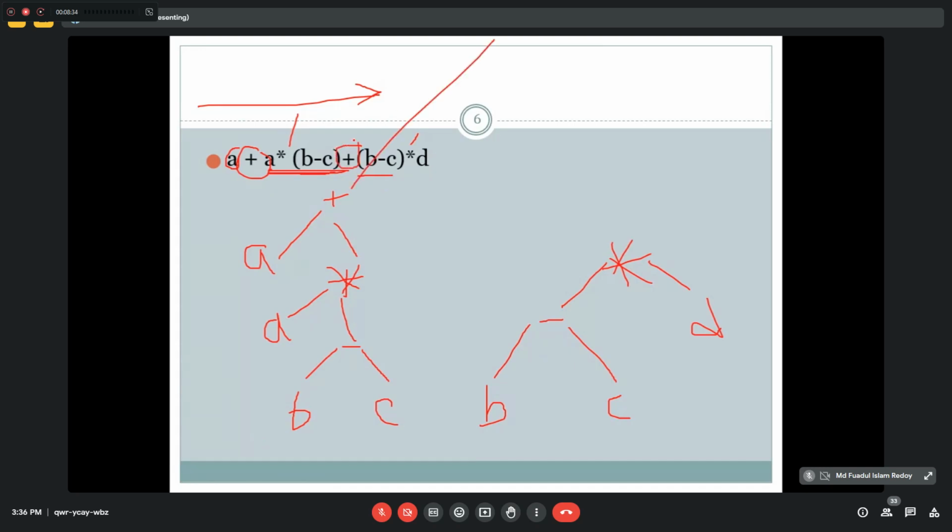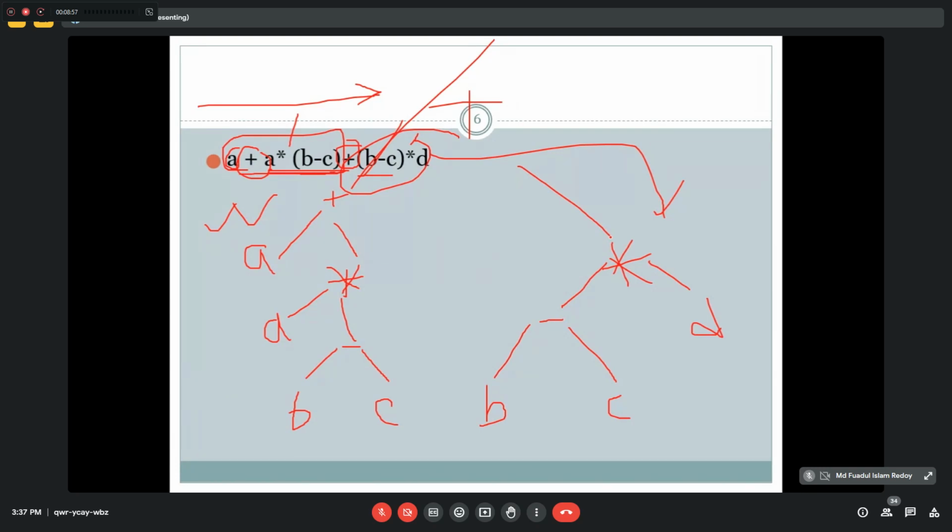Then simply the addition between this part and this part, and this part means this part, and this part means this part. So just add the two like that. Are you agreed with me? Yes, sir.